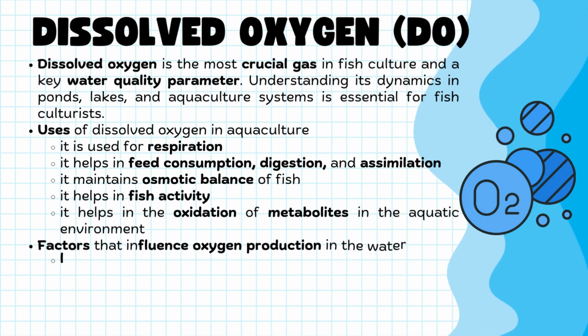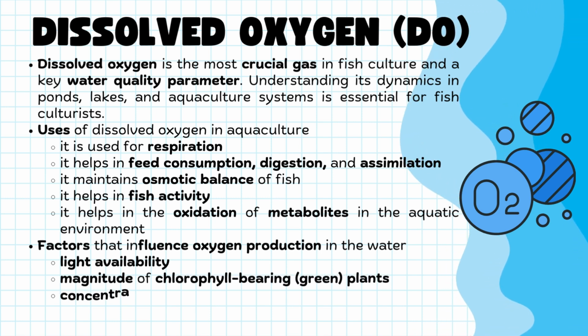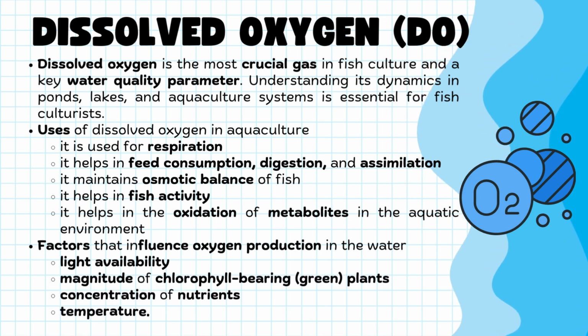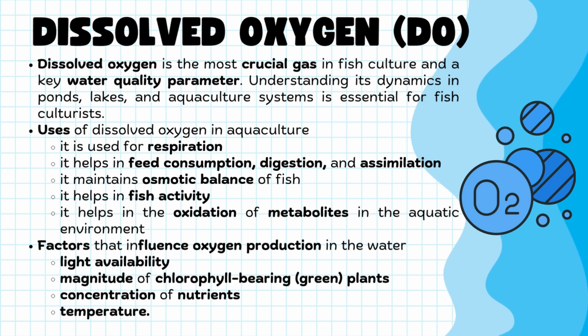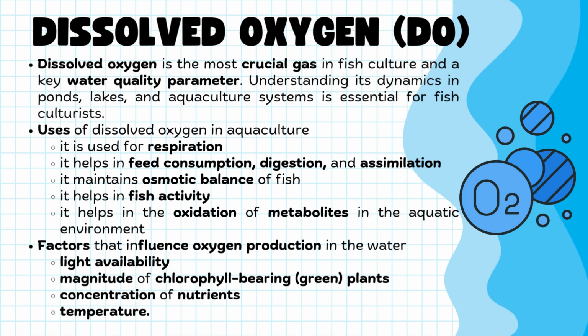Another one is digestion and assimilation, as this improves feed consumption and nutrient absorption. Another one is osmotic balance, helping to maintain internal stability in fish. Another one is to help fish activity, supporting swimming and food searching. Lastly, the oxidation of metabolites. It converts ammonia into nitrate and hydrogen sulfide into sulfate, reducing toxicity.